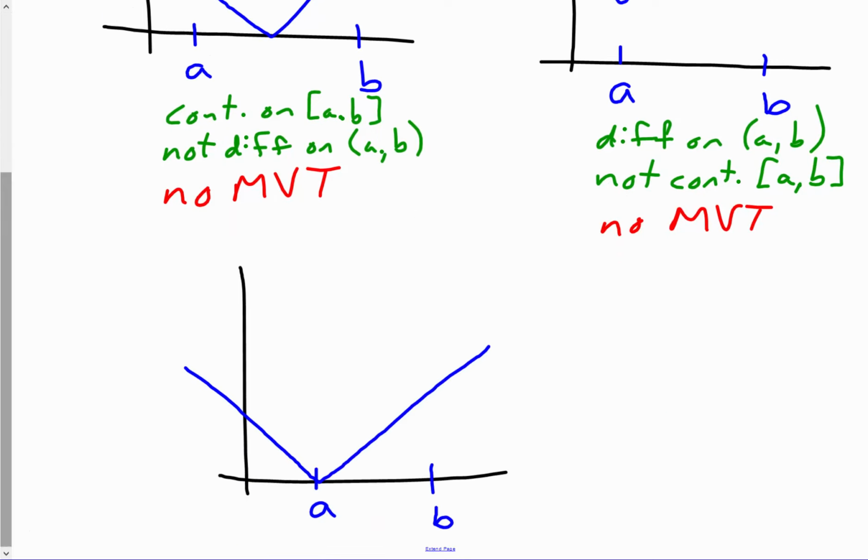Third example could be something like this. It is continuous on the closed interval, a to b. And I do see a corner here, however, the corner is on a, and that doesn't affect the fact then that it is differentiable on the open interval from a to b. So you do have to pay attention that for differentiability, the endpoints aren't included in that. So I can use the MVT.